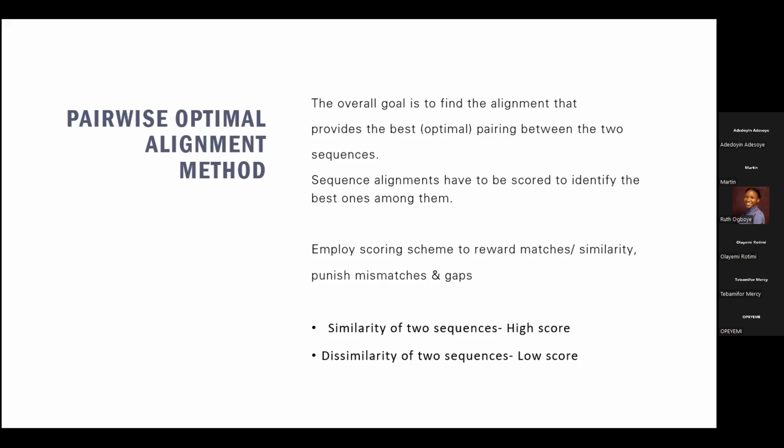So the similarity between two sequences usually has high scores, while the dissimilarity between two sequences usually has low scores because of the mismatches and the gaps.